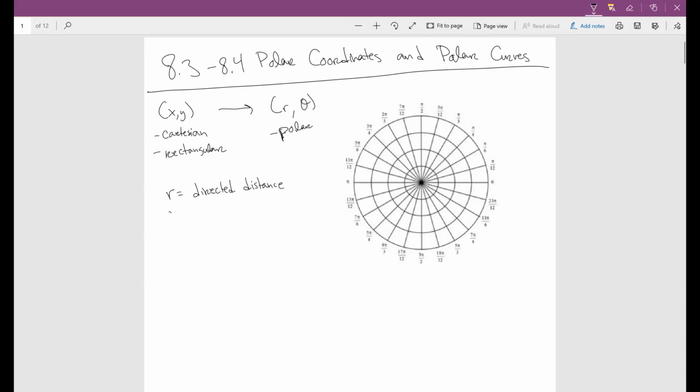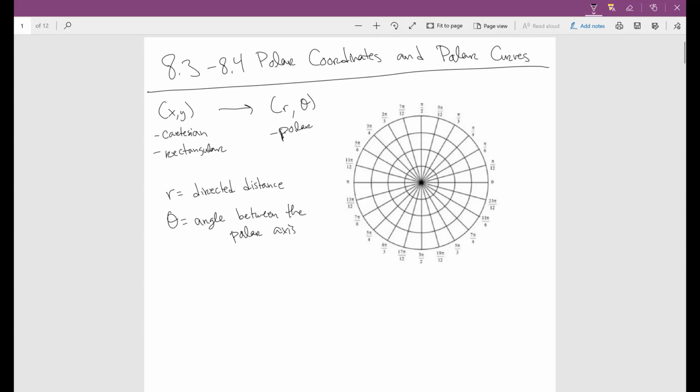And here we have theta. Theta, we already know, is going to be an angle. It's going to be an angle from the polar axis, and I'll explain what the polar axis is in a little bit.